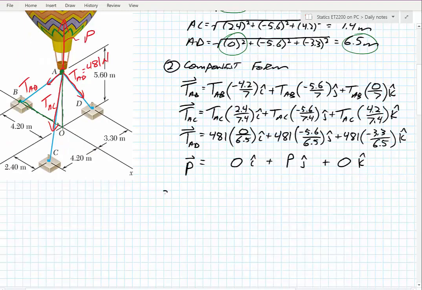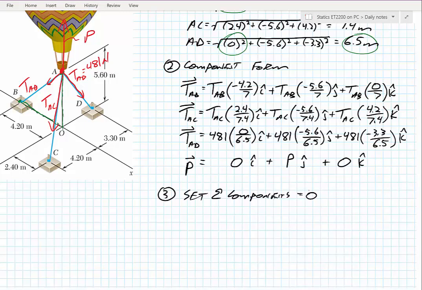So step 3 in this process is that we want to add up all of our components, and set the sum of all of our components equal to 0. The way that I do this, you could set up a matrix, and basically what you're going to have are 3 equations and 3 unknowns, because we can do sum of the forces x equals 0, sum of the forces y equals 0, sum of the forces z equals 0. Your 3 unknowns are TAB, TAC, and P in this case, right?